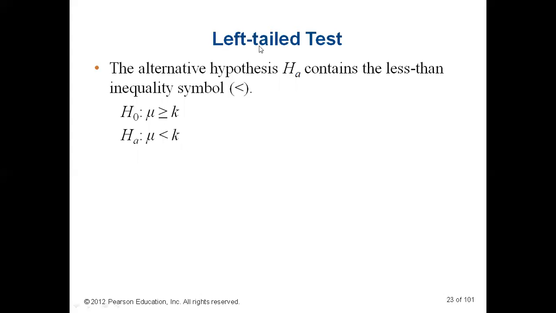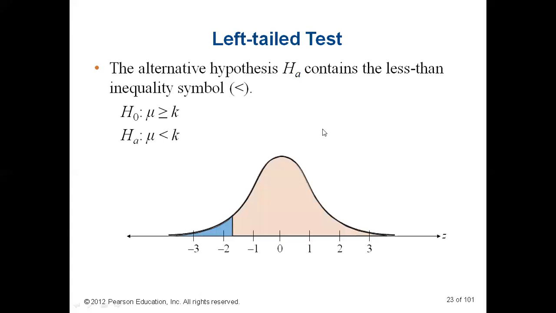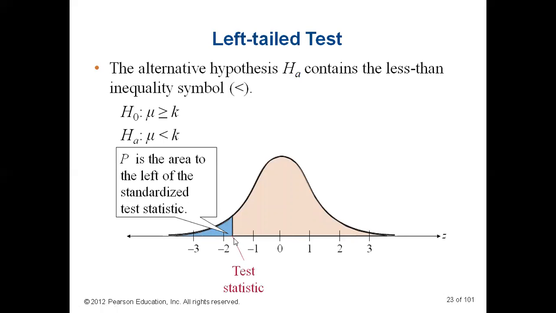Suppose we have to perform a left tail test. In a left tail test, the alternative hypothesis will be mu less than k for some constant k, and the null hypothesis will be mu greater than or equal to k, and it is represented by this area. This is the test statistic, and this whole area is represented by alpha.